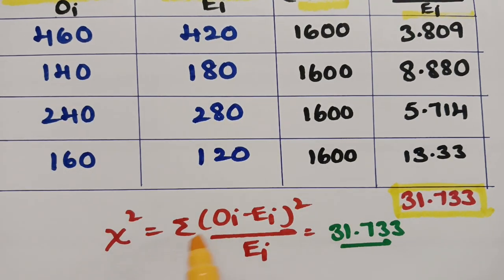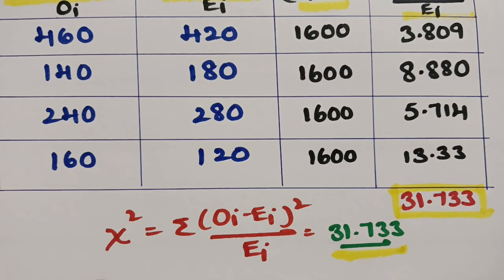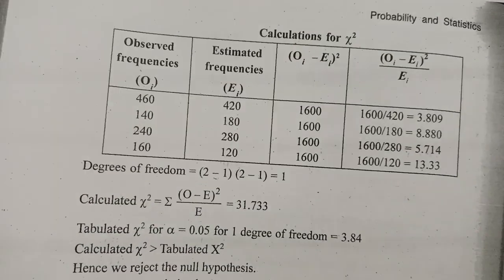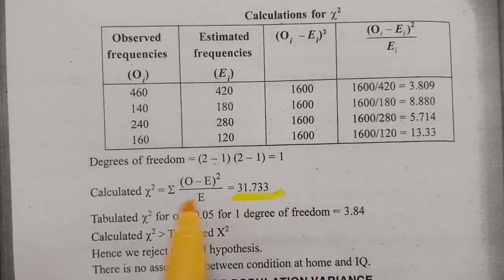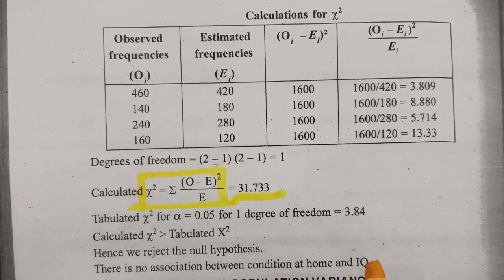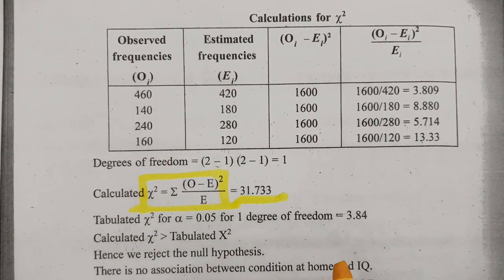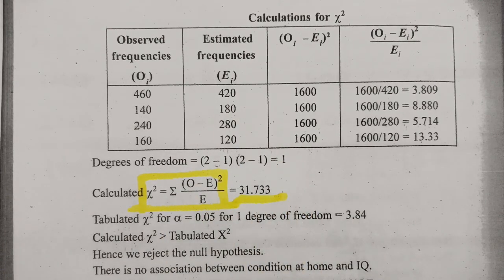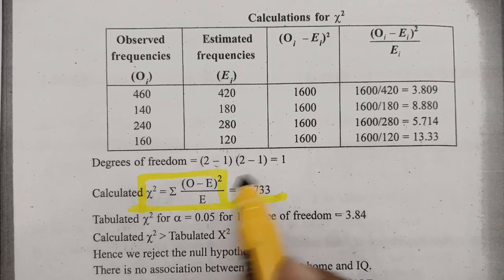And chi-square value is equal to sigma Oi minus Ei whole square by Ei. We got the value as 31.33. And see here, this is the textbook value, that is 31.33. It is the chi-square value, that is sigma Oi minus Ei whole square by Ei. Now coming to degrees of freedom. Degrees of freedom is nothing but number of rows minus 1 into number of columns minus 1.